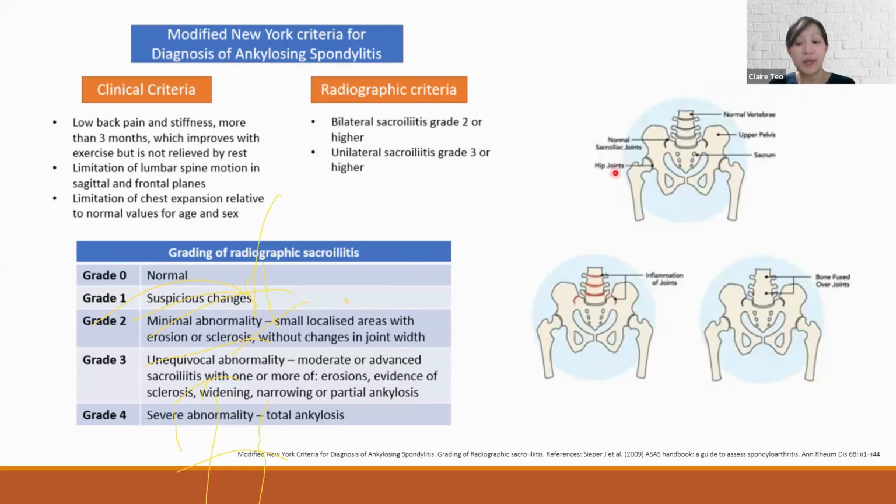So this diagram shows inflammation in the joints in the vertebrae of the spine, the red areas over here, and the sacroiliac joints, which eventually lead to bony fusion over these joints, as in this diagram.